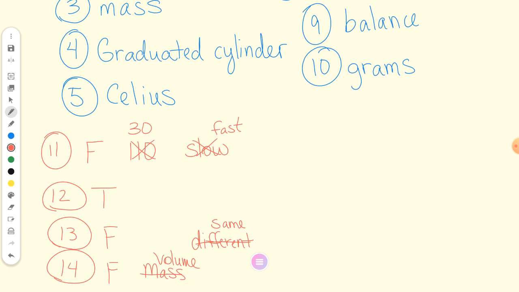Number 15, the higher the temperature of an object, the faster its particles are moving. Jackson? True. That one is true. Higher temperature, faster particles. Questions over that one? Did I make any mistakes on anybody's? I graded these while I was sitting at soccer practice, so I was distracted.